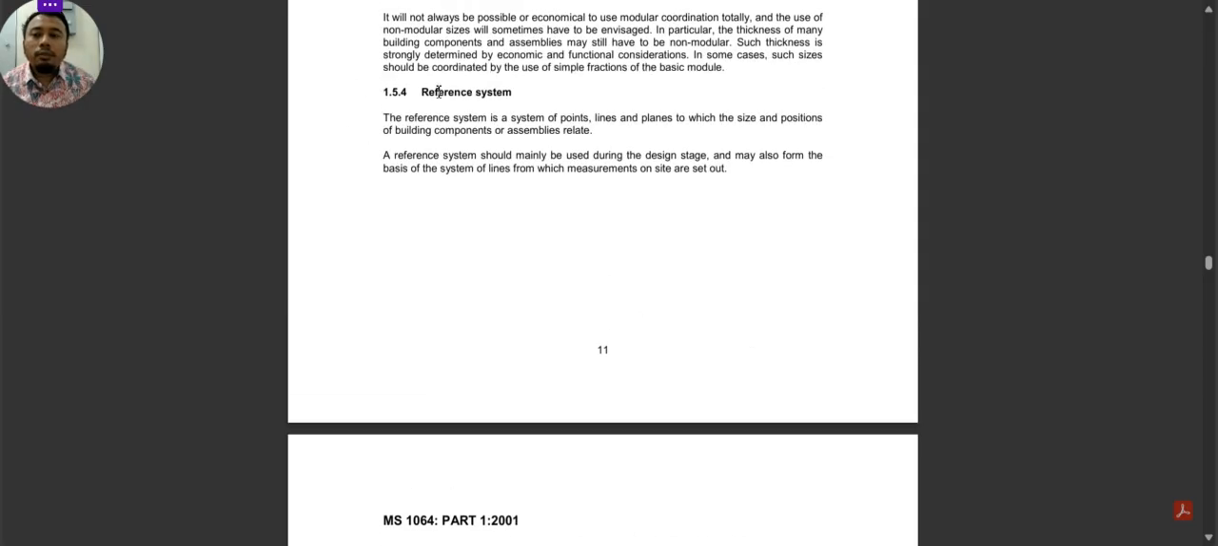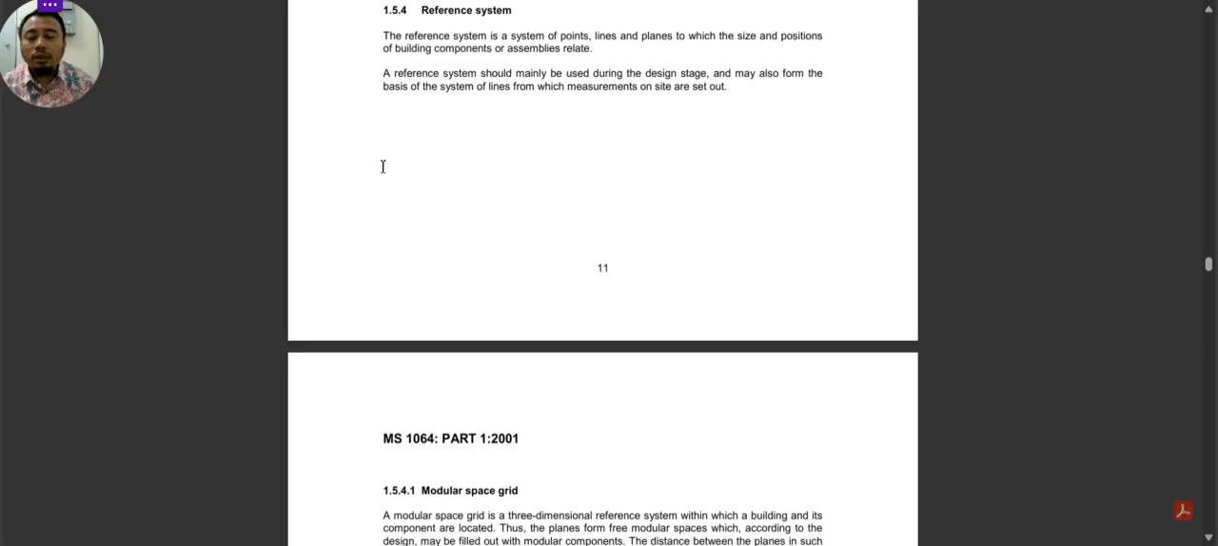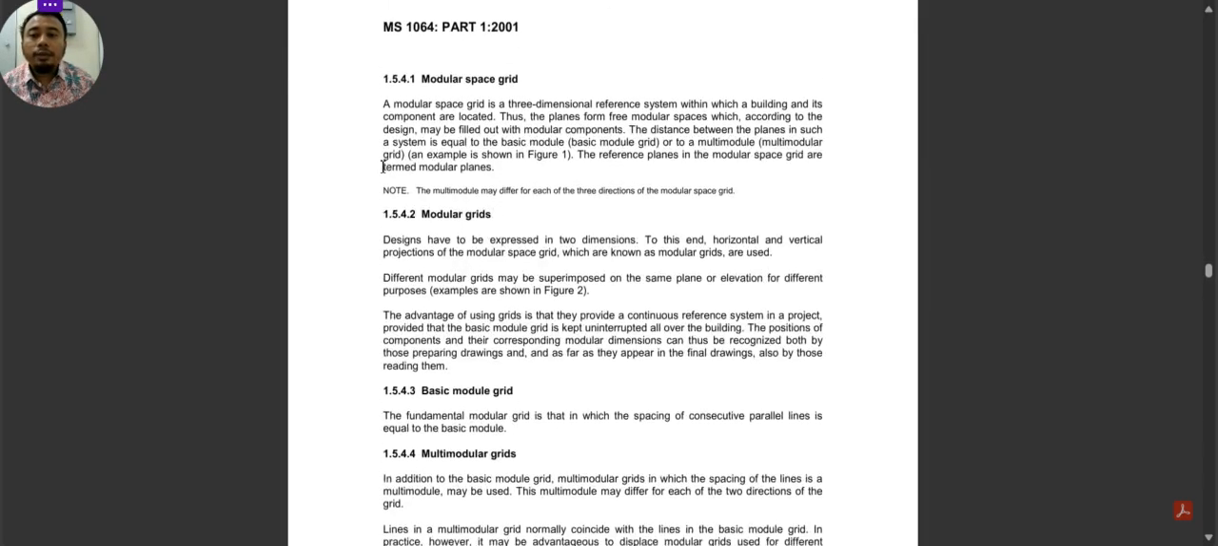So next, the standard talks about the reference system. The reference system, as we talked about earlier, is a system of points, lines, and planes to which the building components are assembled. A reference system should mainly be used during the design stage and may also form the basis of the system of lines from which the measurements on site are set out. So you can have a reference system at the beginning of design, but it can also be adopted in the construction drawing. So it depends.